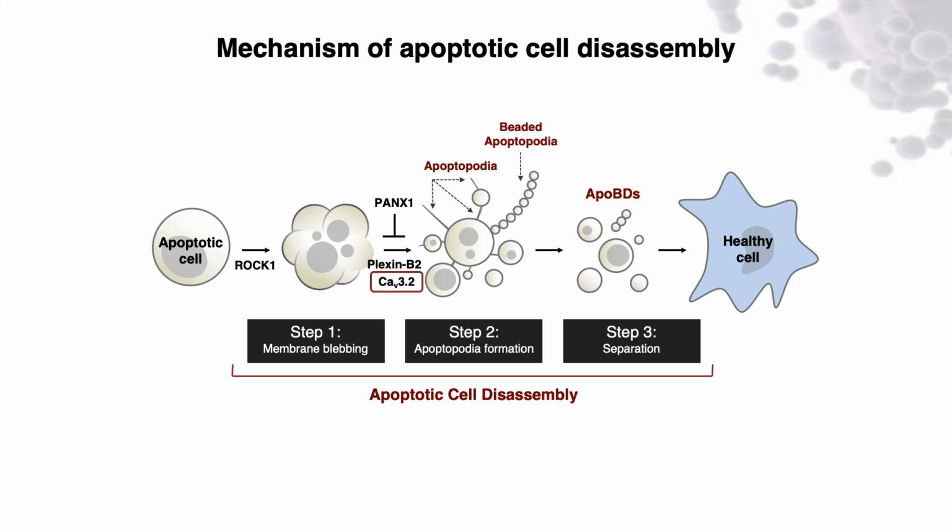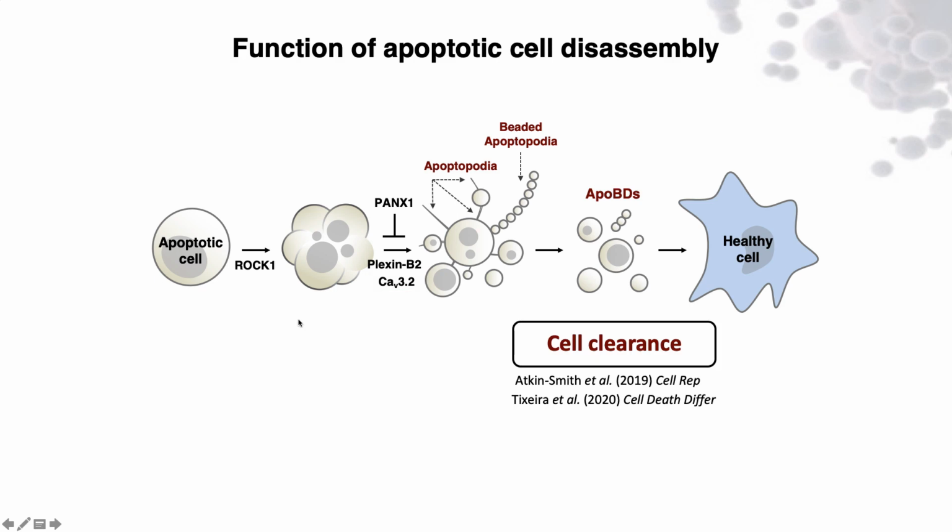So all this data coming together suggests that calcium influx through CAF3.2 is important for the cells to generate apoptotic bodies. I'll come back to CAF3.2 a bit later. But right now, I just want to discuss a little bit more about the function of apoptotic body formation. So a few years ago, we described that by manipulating the regulators I've described so far, the formation of apoptotic bodies is actually important for cell clearance.